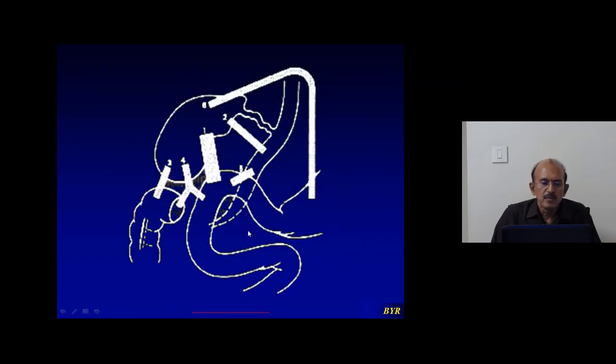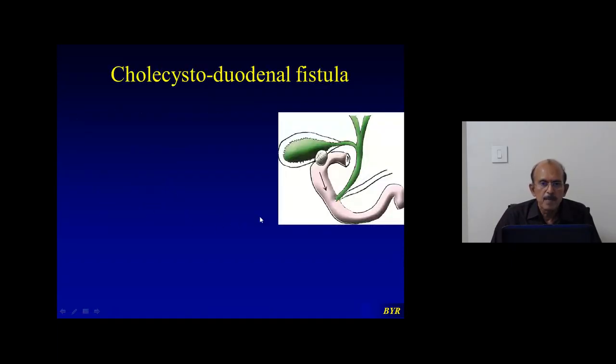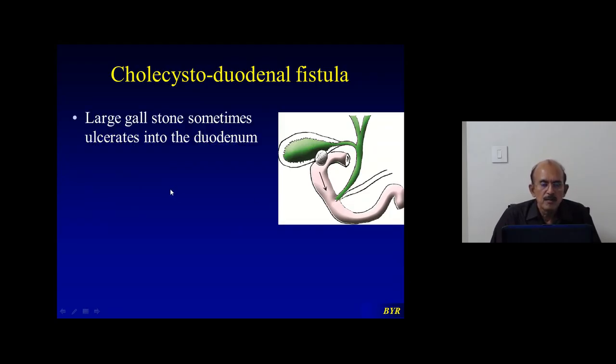Internal biliary fistula: the biliary fistulas can be between the bile duct and neighboring organs. It is due to a stone ulcerating through the wall of the gallbladder or common bile duct into a hollow viscus. The communication can be between gallbladder and duodenum, colon, stomach. So gallbladder and duodenum, that is called the cholecystoduodenal fistula. Already we have discussed about this. Large gallstone sometimes ulcerates into the duodenum.